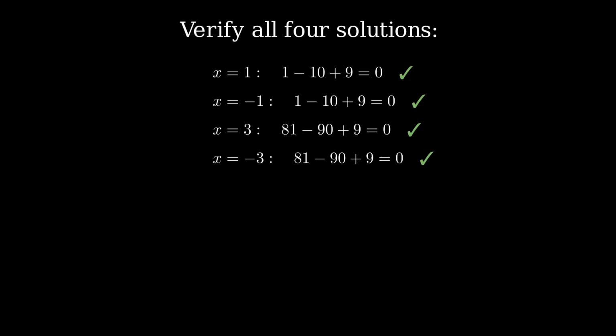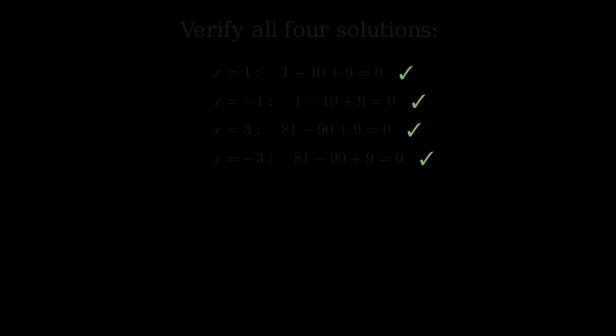Correct. For x equals negative 3, negative 3 to the fourth is also 81. Same result, 0. Correct. All four solutions check out. x equals negative 3, negative 1, 1, and 3.